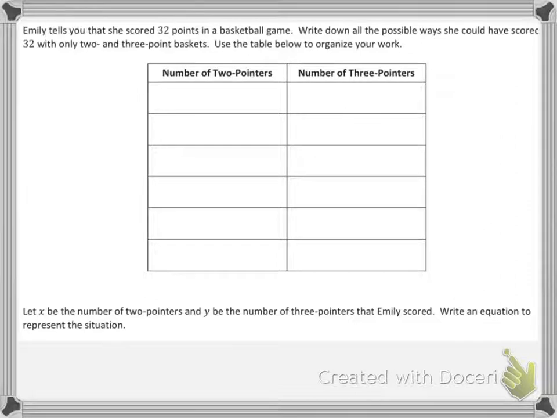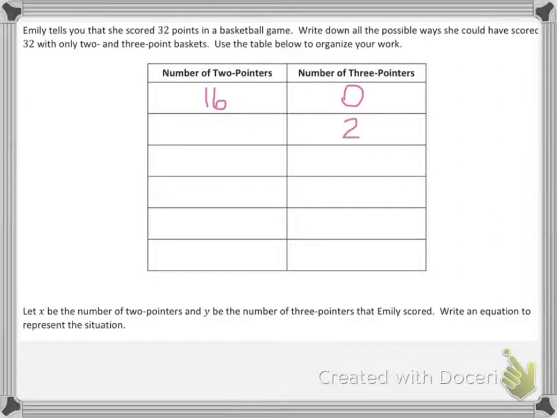Maybe I can use my pen. Let's see. If she makes 0 3-pointers, I still have to account for 32 points. Each bucket would count 2 points, so 16 2-point baskets would give me 32 points. So that works. What if she made 1 3-pointer? 32 minus 3 is 29. That's an odd number, so I can't make that happen with only 2-point baskets, so 1 doesn't work.